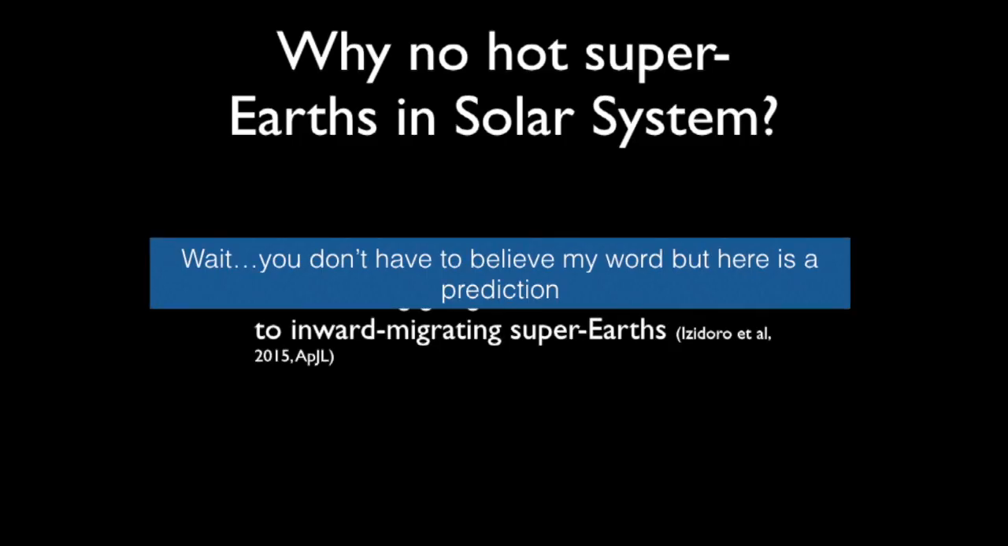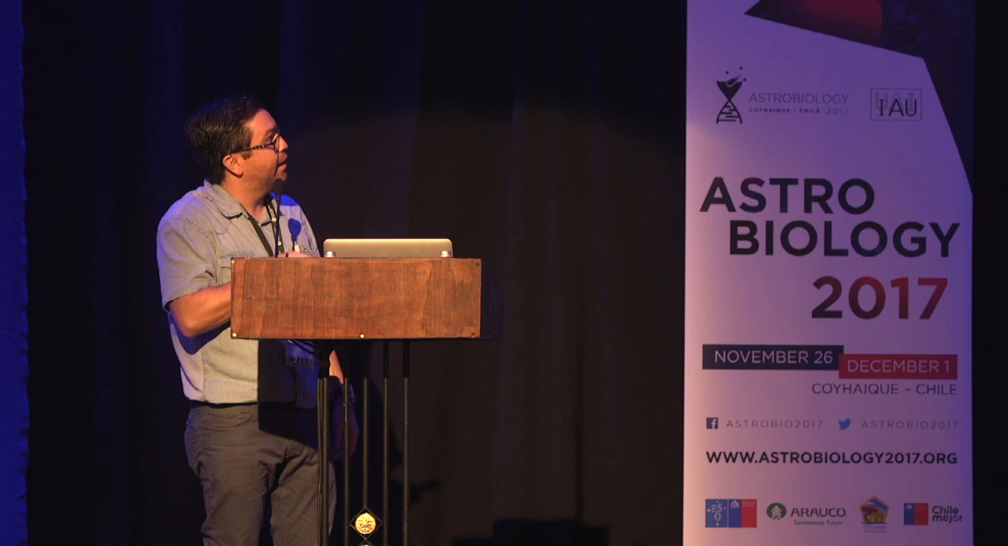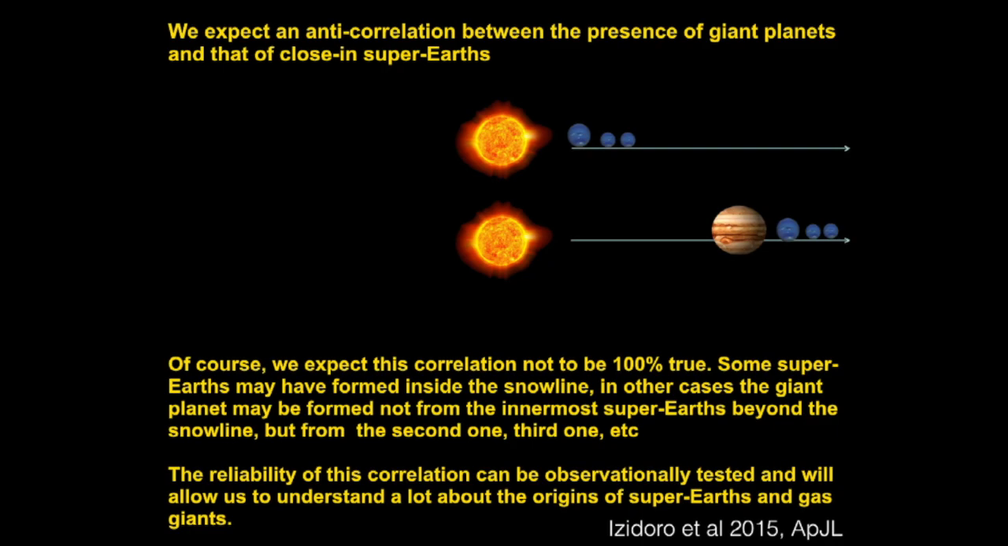Okay, we might not believe in this. So then I give you a prediction. We can test it observationally. If this is true, you should expect an anti-correlation between the presence of giant planets and super Earths. If you see a system with many close-in super Earths, like this, you should not see a giant planet far out. If you see a system with a giant planet, you should not see many super Earths inside, and they should be maybe beyond the giant planet.